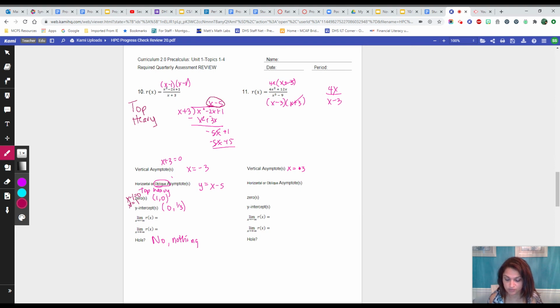Okay, and then when I go to graph that, I can see that as I go to the right, the graph is going to go along that asymptote. Actually, it's a slant asymptote, so it's going to go to infinity. It's going to go up along the line y equals x minus 5.